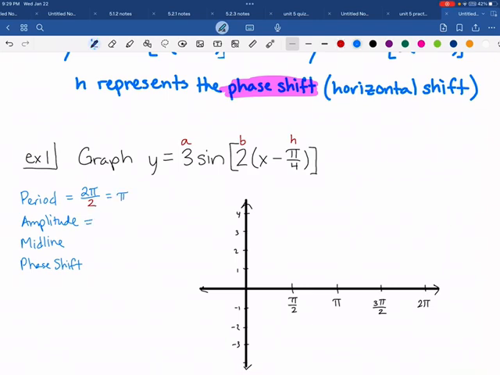Our amplitude is the absolute value of a, so that'll be 3. Our midline, I'm going to be really careful to say y equals 0. I have no k value. I can think of that k as being 0, and we say y equals to show that it's the horizontal line at 0. And then our phase shift, I've got h is pi over 4.